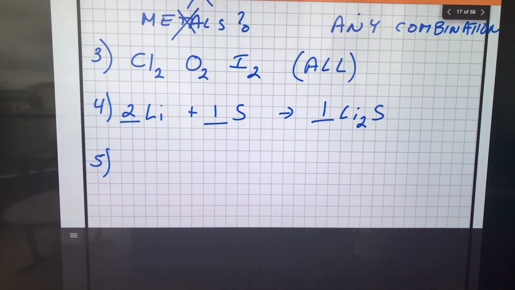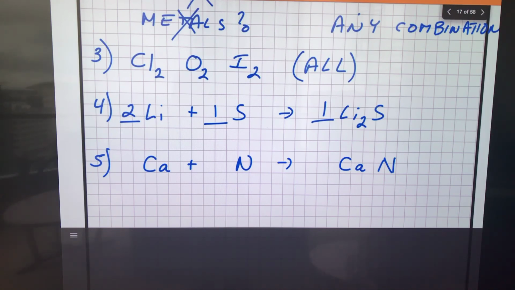Problem number 5, calcium plus nitrogen. So we're going to do that the same way. Calcium plus nitrogen. And I know in the problem I gave you, I showed you that nitrogen was diatomic, but we'll do it by our 5 steps just so that you can see how that works. So I've written the reactant. Step 2 is write the product. Calcium is furthest to the left. It's also the metal, so it's going to come first. So I've written the product.